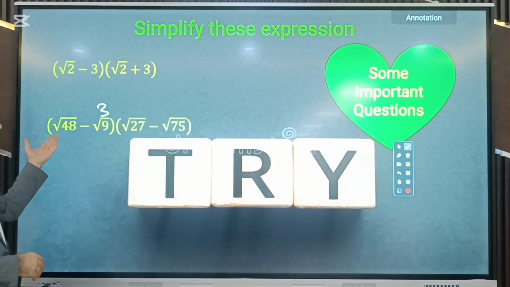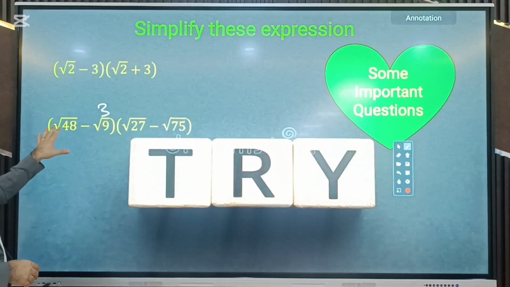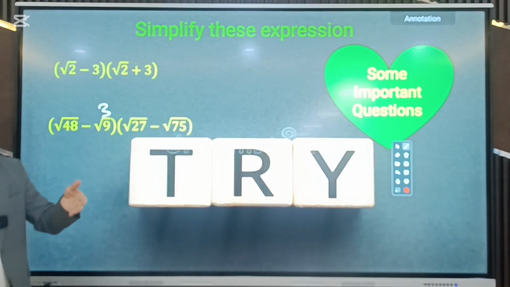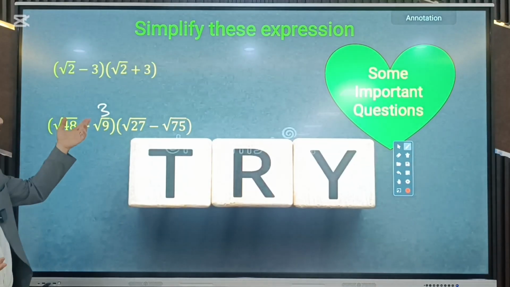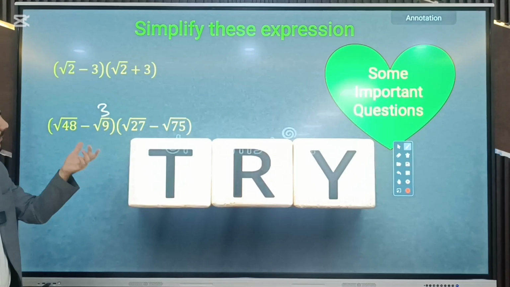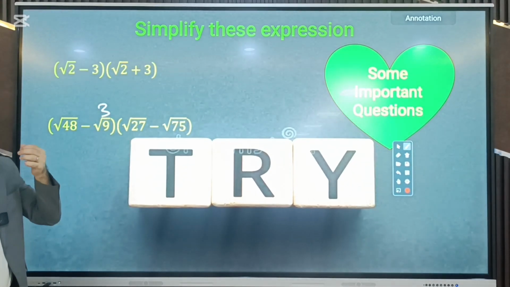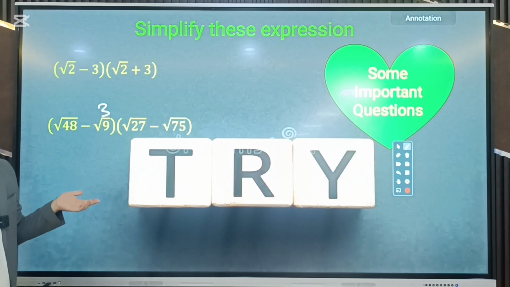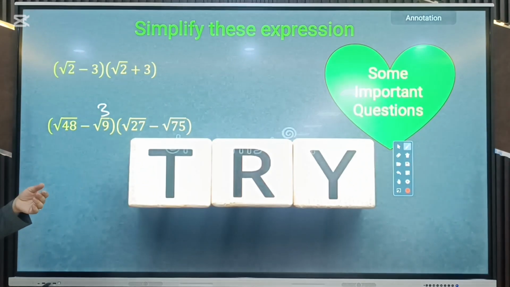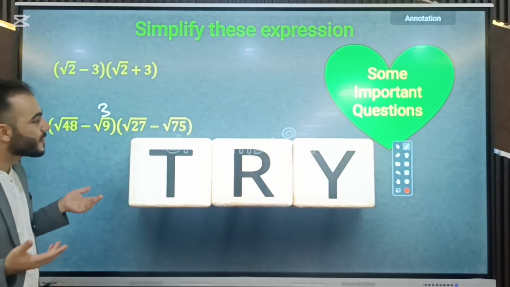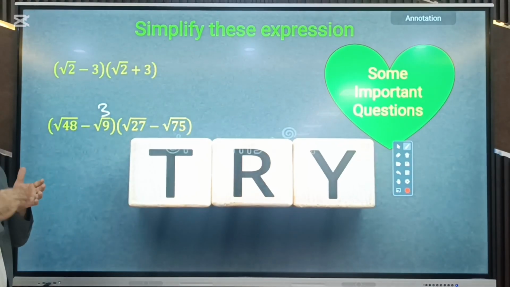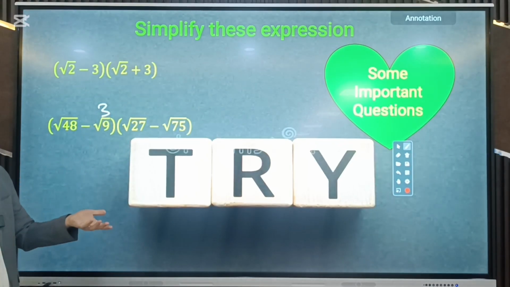And you cannot say that, for example, square root of 48 is equal to 6 point something; we are not sure what that something is. Minus, okay, square root of 9 is perfect, it's 3. Square root of 27 is 5 point something, and square root of 75 is 8 point something. Since we don't know the exact amount, we have to use simplification, okay?